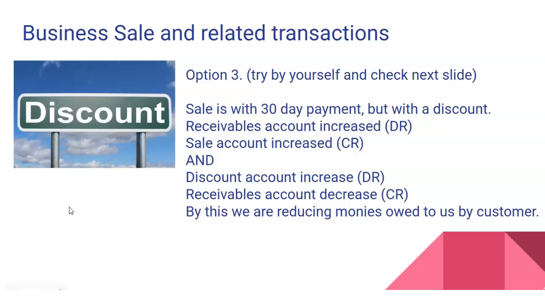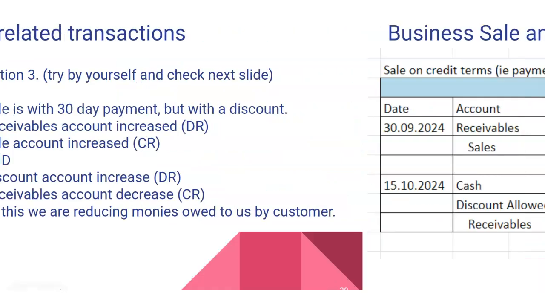What if we sell items? So we tell them, if you would pay us within, say, 14 days, we'll give you a discount. As you recall, we had receivables accounts increased, sales account is increased, so credit, and in case of discount, we will use a nominal account called the discount account. So we have the discount account increase, we have the receivables account decrease, and by this reducing money owed to us by the customer, right? Let's have a look more in practice.